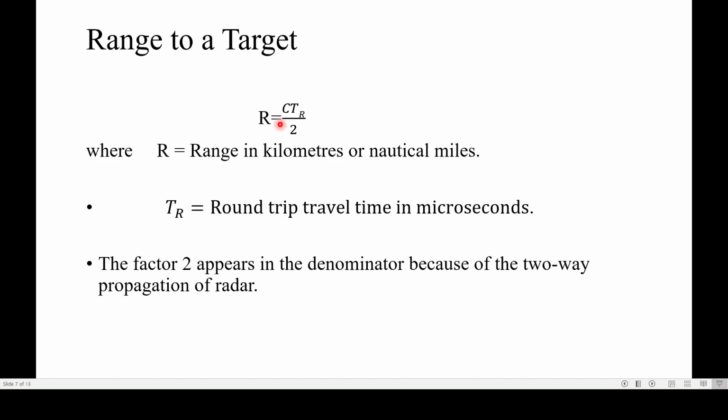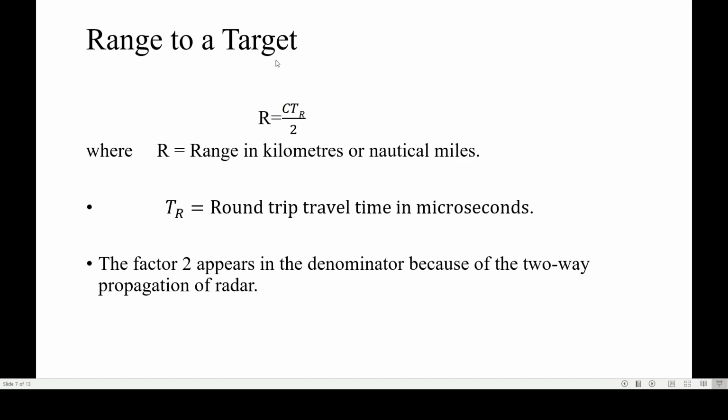Okay, so this is the range to a target. R is equal to c TR by 2, where R is the range in kilometers or nautical miles, and TR is the round trip transit time in microseconds. The factor 2 appears in the denominator because of the two-way propagation of radar, where c is the velocity of light. Okay.